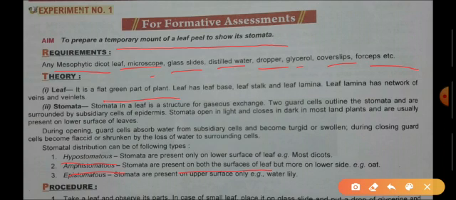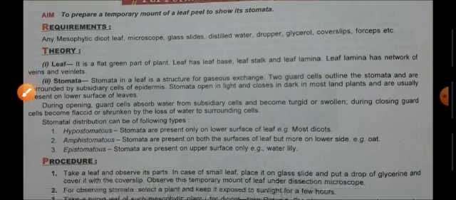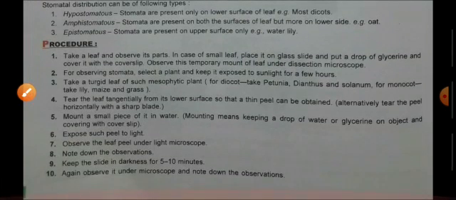Coming to the method or the procedure, the steps are many. The first step is that we have to take a dicot leaf. Dicot means the plants in which seeds have two equal partitions. Second step is that after taking the leaf, we have to tear the leaf from its lower surface so that a thin peel can be obtained.